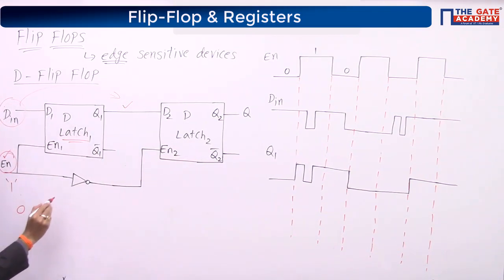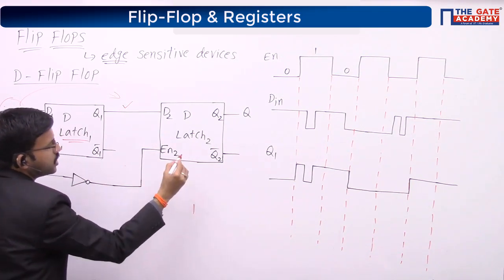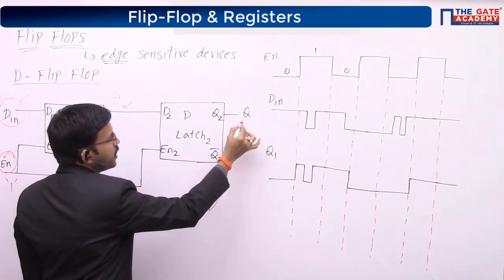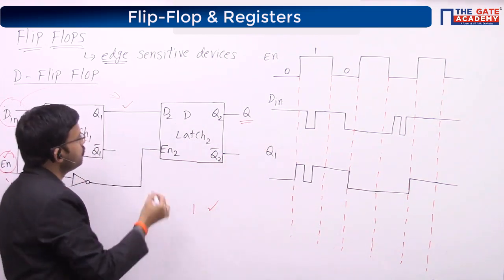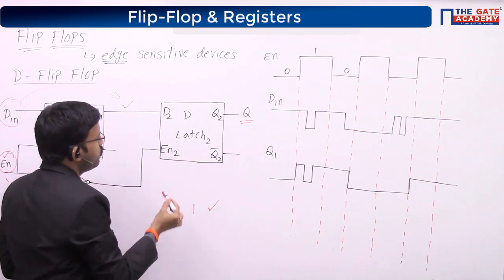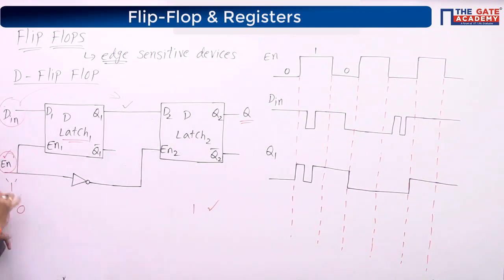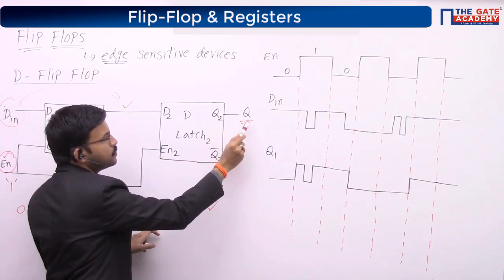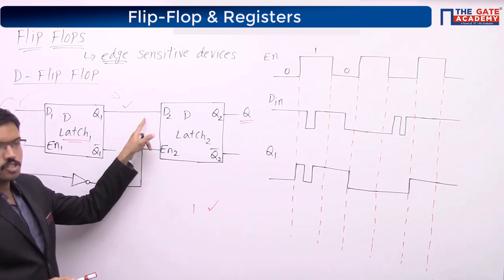This particular latch will be enabled when enable equals 0. If enable equals 0, then 0 bar is 1, so this particular latch will be enabled. Here this output will be equal to D2. This latch gets enabled when the external enable is 0; 0 bar is 1.